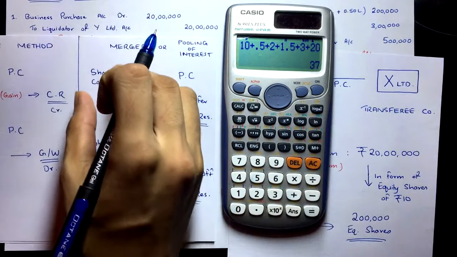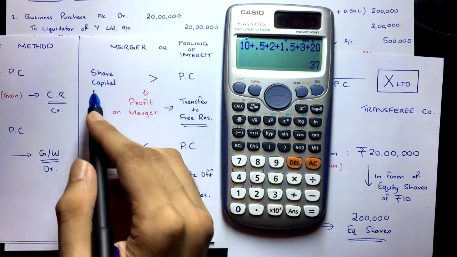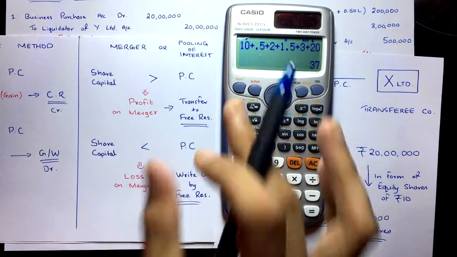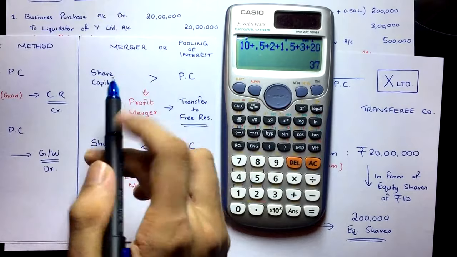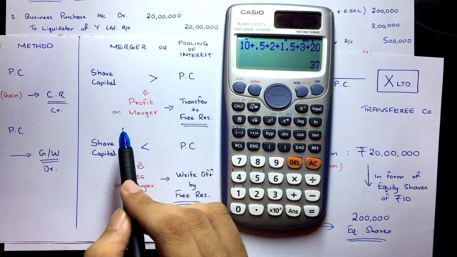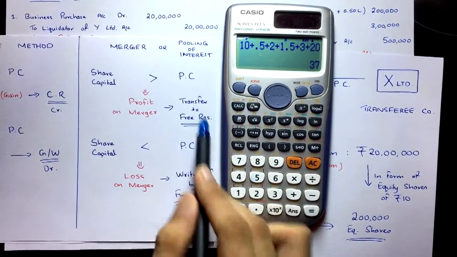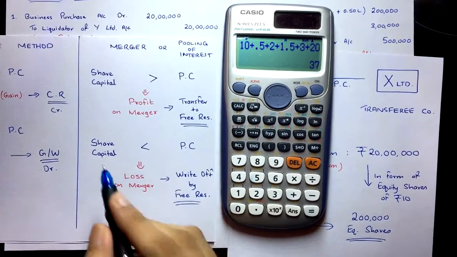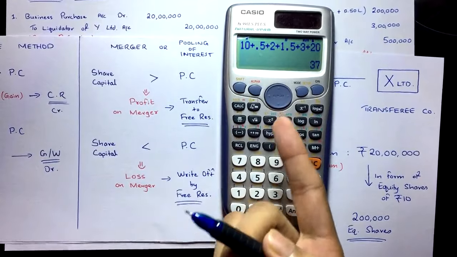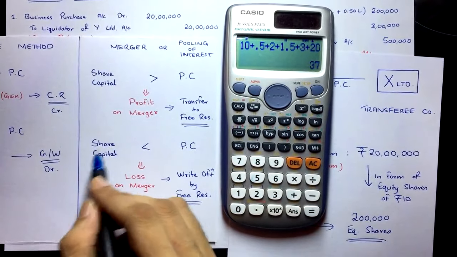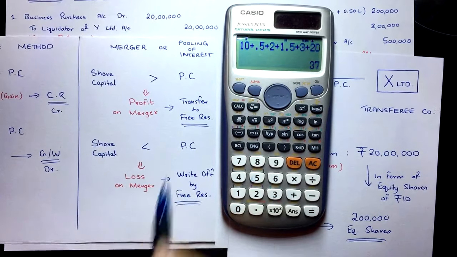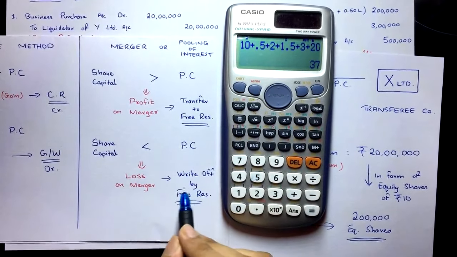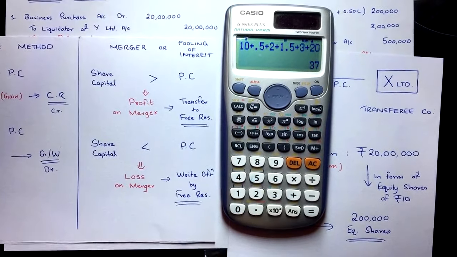So that is why we have to compare the share capital, equity and preference share capital, with the purchase consideration. If we have more share capital of that company, whichever we are acquiring, more share capital than the purchase consideration, that is called profit on merger. And we have to transfer that profit to free reserves, such as general reserve or profit and loss. Or if share capital, equity and preference share capital, is less than purchase consideration we are paying, whose share capital? The old company, the transferor companies. So if that is less than purchase consideration, that is loss on merger. We are paying more than the share capital, then that's loss on merger, and we have to write off that loss by using free reserves. Understood? This is the concept.